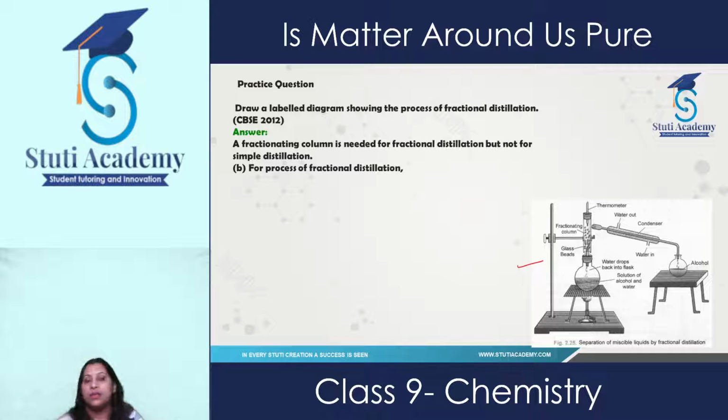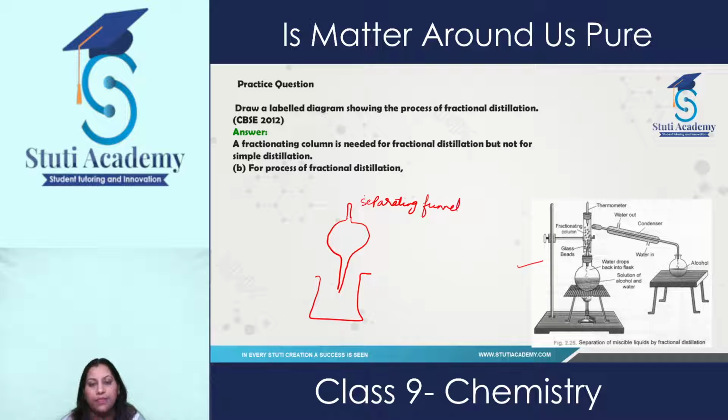One more method is there which is the separating funnel. This is a separating funnel which I have missed, which is used to separate two immiscible liquids. This is the separating funnel, and it's a beaker. Here one stopper is present.